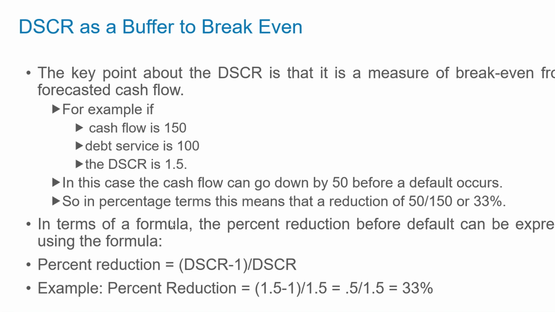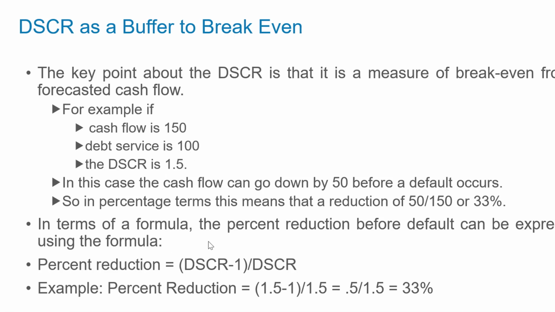So here's the example of how you really think about the DSCR. Let's say the cash flow is 150, and the debt service is 100, then the DSCR is 1.5. It's just how much cash flow do we have compared to debt service, and our buffer is 50. You could say I have a 50% buffer, 50 divided by 100, but that would be idiotic. It's 50 divided by 150 to tell you how much the cash flow can go down before I default, before I cannot pay the debt. And that's why it's a buffer.